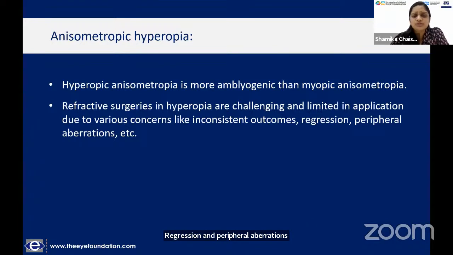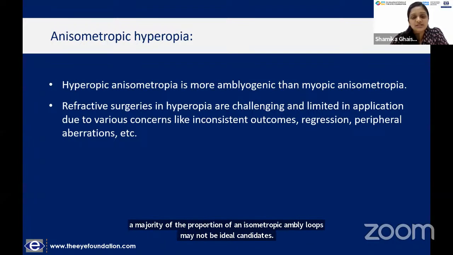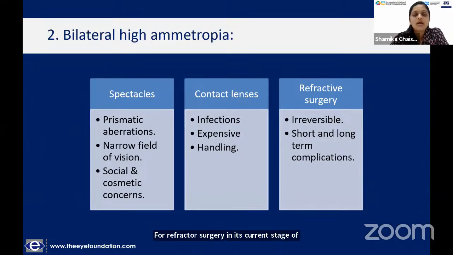Thus, a majority of the proportion of anisometropic amblyopes may not be ideal candidates for refractive surgery in its current stage of evolution. Coming to bilateral high ametropia, the pros and cons of spectacles, contact lenses, and refractive surgery need to be judiciously weighed on a case-to-case basis.